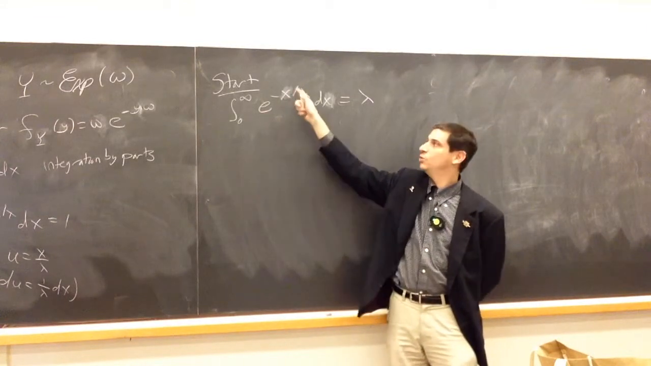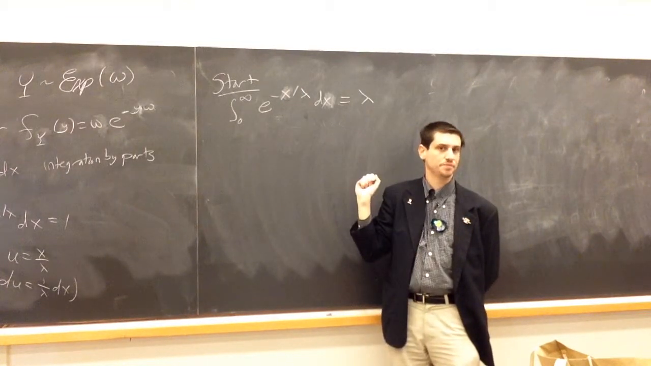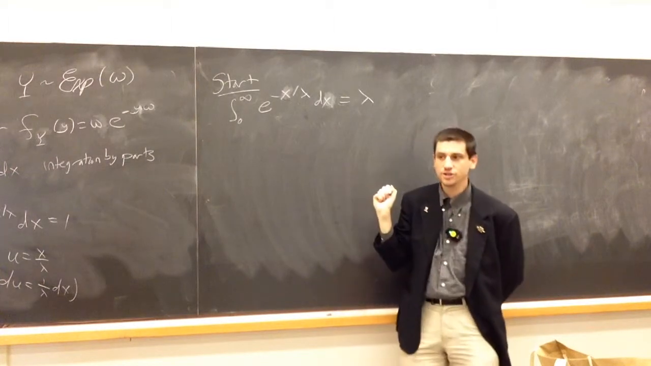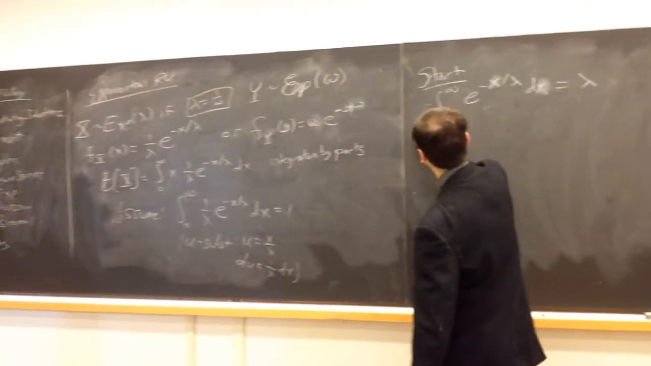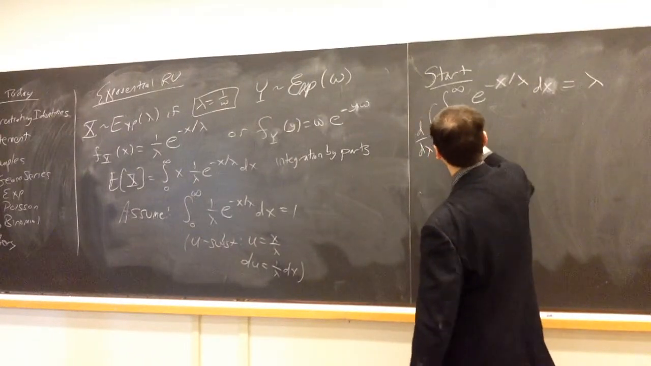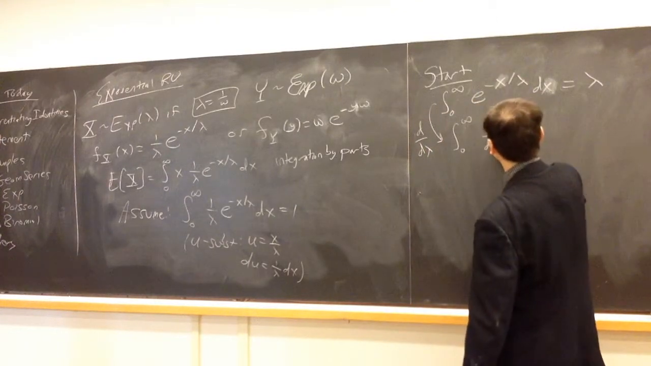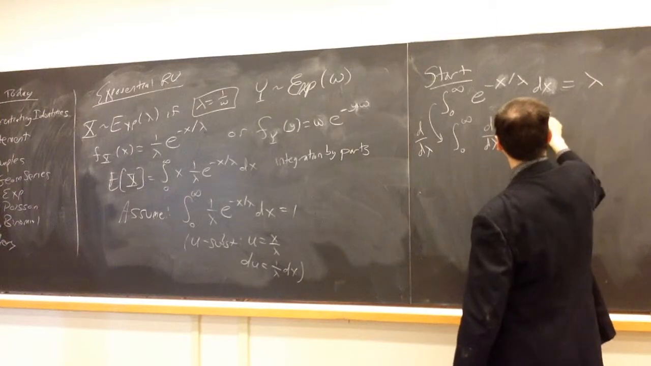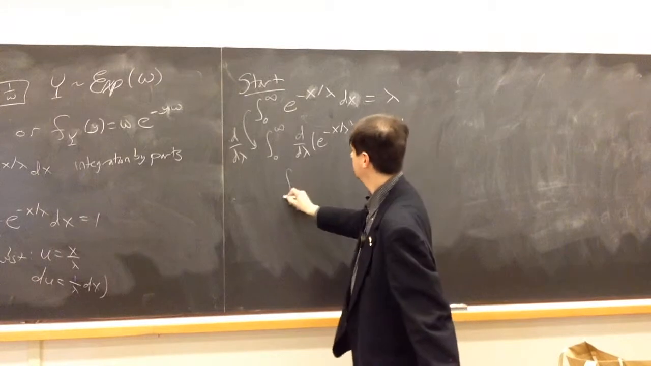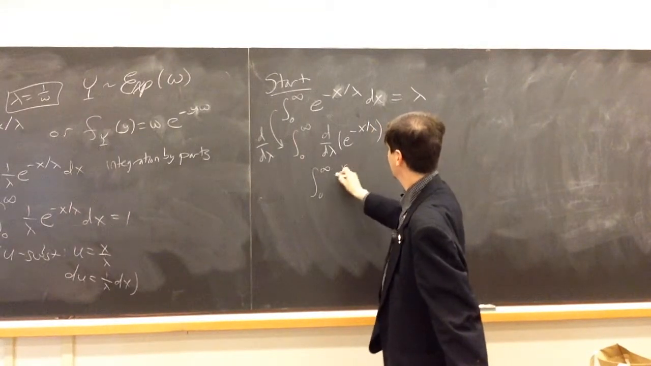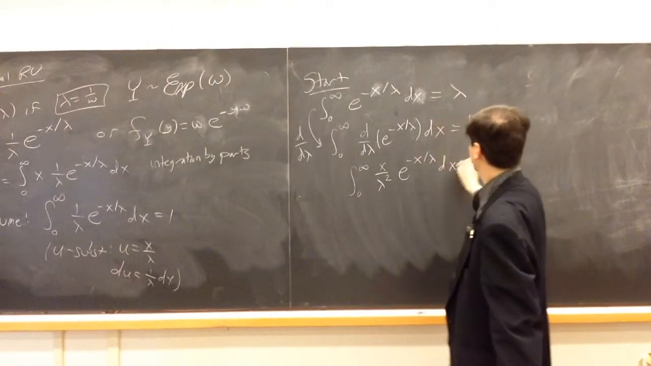Now, if we differentiate with respect to lambda, we have an x over lambda. When this comes down, we're going to get a negative x over lambda squared, so an x over lambda squared. We'll apply d by d lambda to both sides, and we'll assume we can move it inside. When we apply d by d lambda to the integral of e to the negative x over lambda dx, the derivative of lambda is just 1. Now we get the integral from 0 to infinity of x over lambda squared, e to the negative x over lambda dx equals 1.